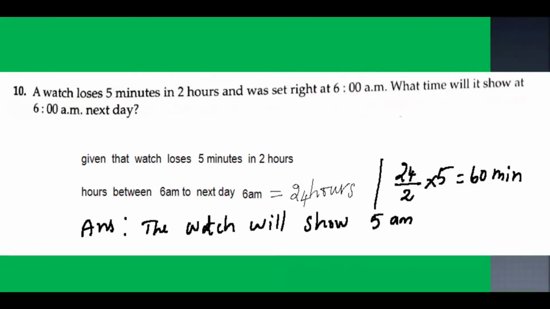So it will lose 5 minutes every 2 hours, so 60 minutes is lost. So at next day morning 5 a.m. itself, it will show 6 a.m. 1 hour is reduced in the watch timings.